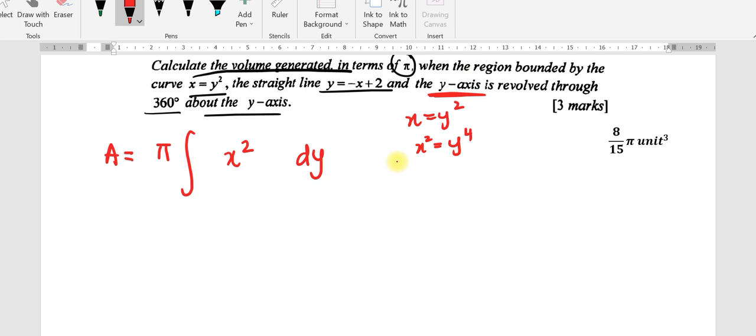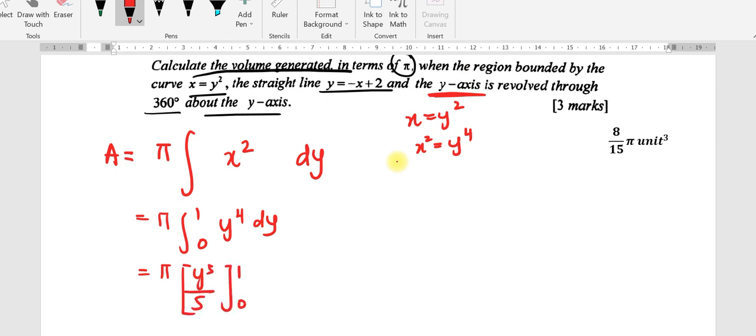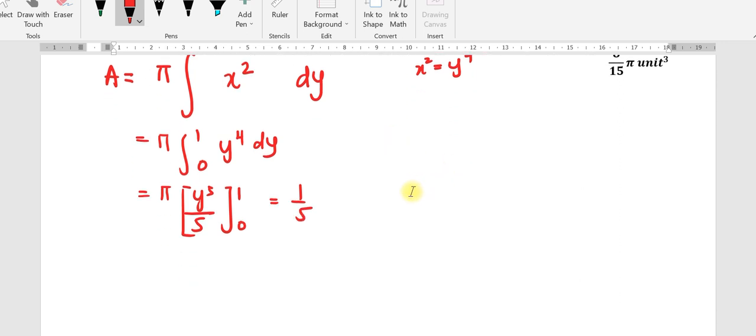Okay, so y power 5 over 5. And then we substitute 1, 0. So we will get 1 over 5. That one is for A only. 1 over 5 minus 0. And then you get 1 over 5. Okay, 1 over 5 pi.